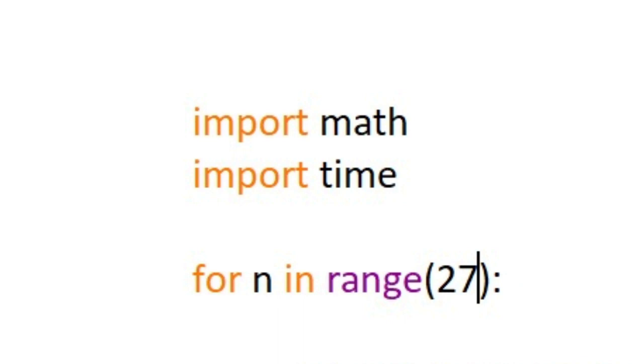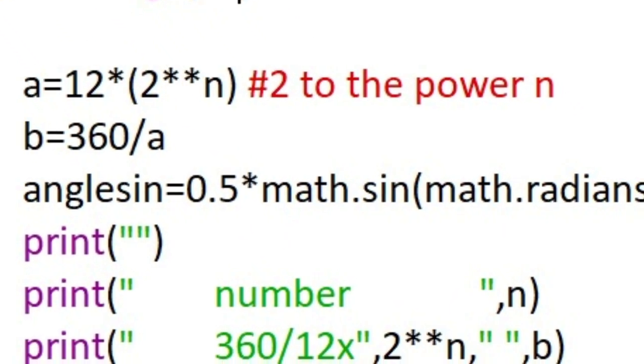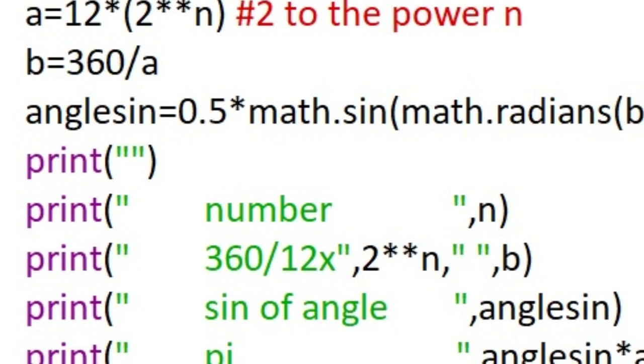For n in range 27 means that this calculation will go round 27 times. I've made it 27 because after that the numbers are so minute they cease to change. Here's our 12 times 2 to the power n. Line 2, I have taken the answer and divided 360 by it. Then I print. The print speech marks is just an empty space.